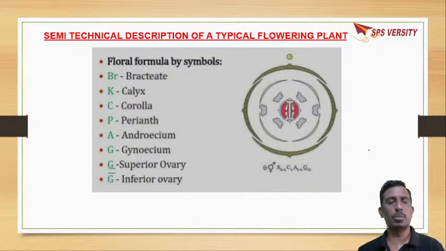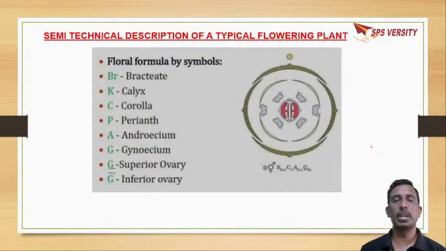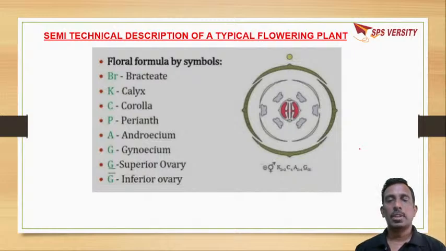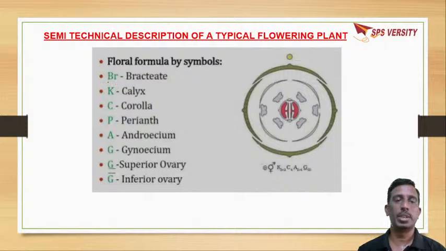Okay. So this is about the fruit and the seed. Now we are going to study the semi-technical description of a typical flowering plant. Semi means we will describe in short forms, using symbols, like if bracteate is present, B; K for calyx, C for corolla, P for perianth, A for androecium.